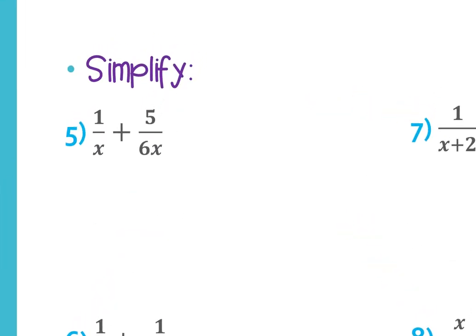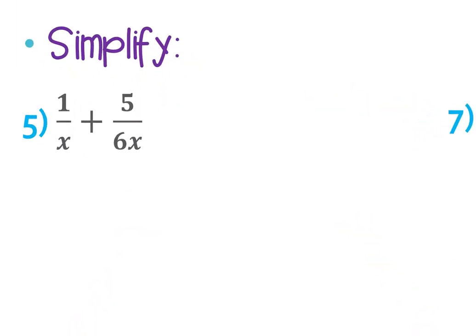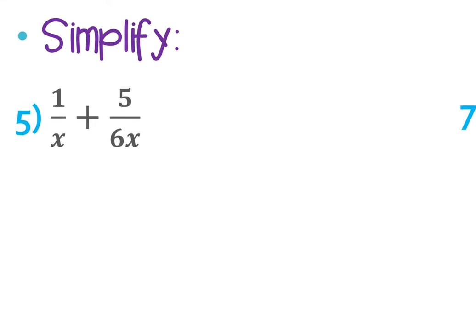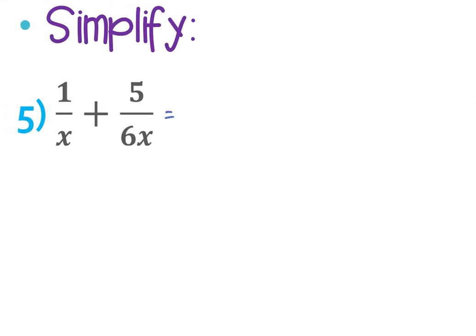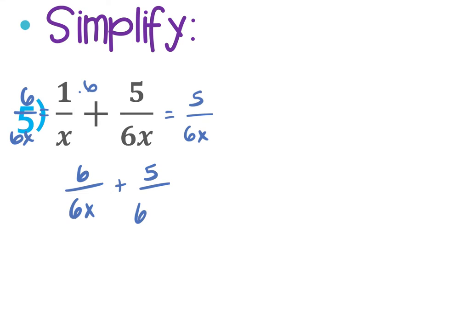All right, now our denominators are different. This one's still just a product. So I have to figure out what's the least common denominator of x and 6x. What do they both go into? 6x, good. So this one already has it. The one on the left, I have to multiply by 6. So 6 over 6x plus 5 over 6x. So they both had an x to the first. I didn't need that one, but the 6 would be the factor that both 1 and 6 go into. So this becomes 11 over 6x.